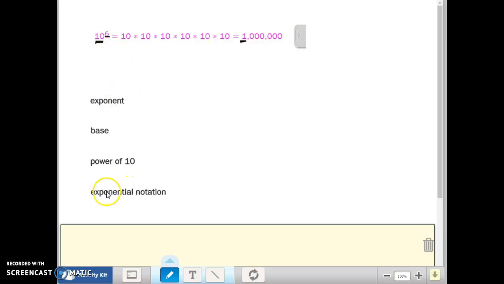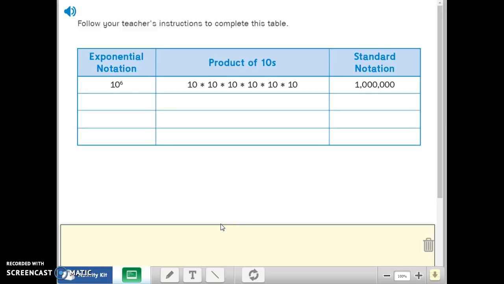Exponential notation is written just like this. That is exponential notation because you have an exponent in it. We'll get into some of the other stuff as we go here. So you can see right now you have that 10 to the 6th as your exponential notation. Products of 10 are going to be the way that you would multiply it out. And then your standard notation is going to end up being right here.